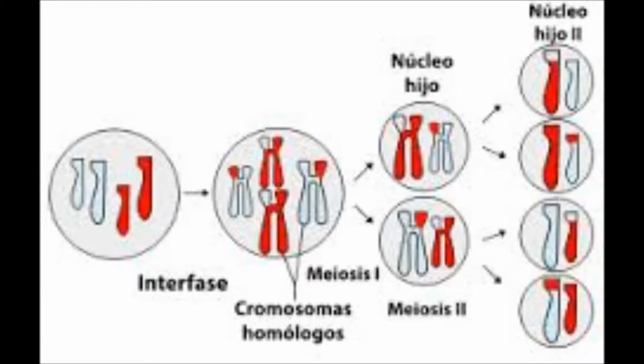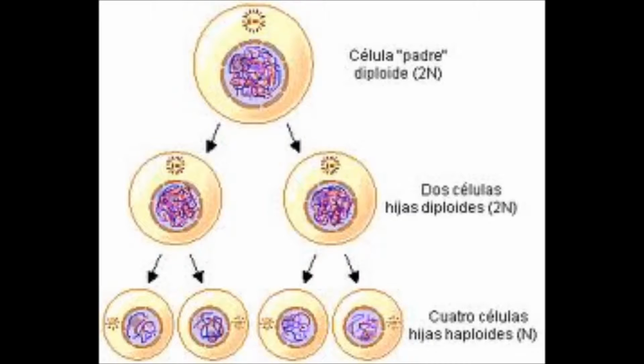Meiosis is a special type of cell division necessary for sexual reproduction. The cells produced by meiosis are gametes. In many organisms, including animals and plants, gametes are called sperm and egg cells.